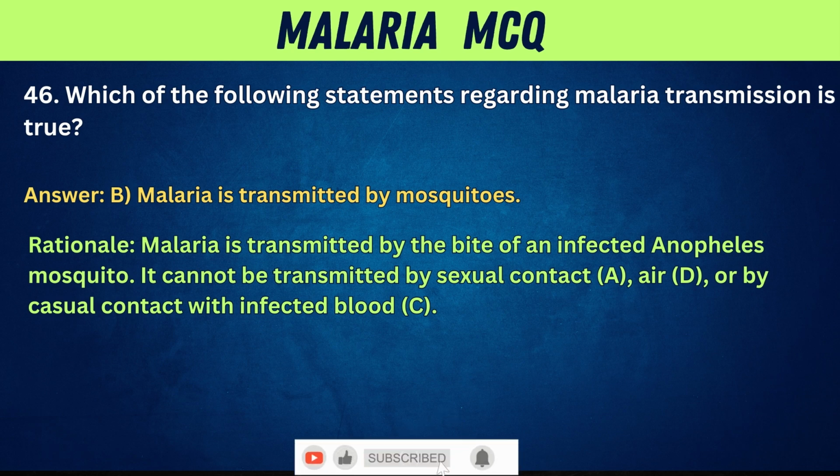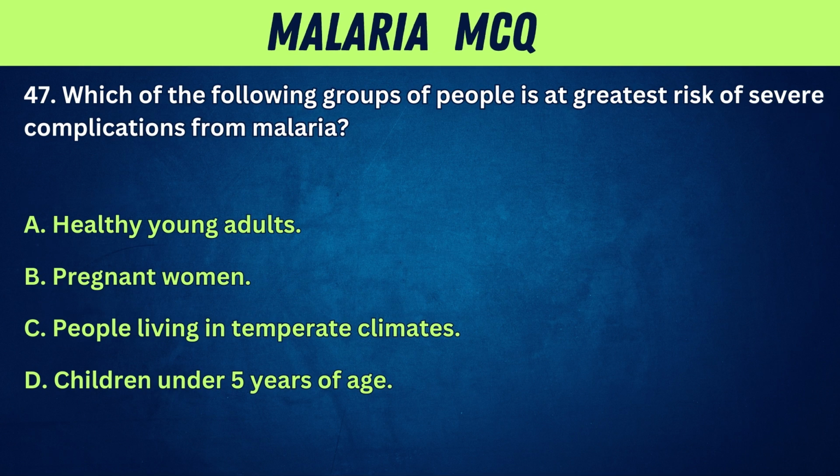Rationale: malaria is transmitted by the bite of an infected Anopheles mosquito. It cannot be transmitted by sexual contact, A, air, D, or by casual contact with infected blood, C. 47. Which of the following groups of people is at greatest risk of severe complications from malaria?